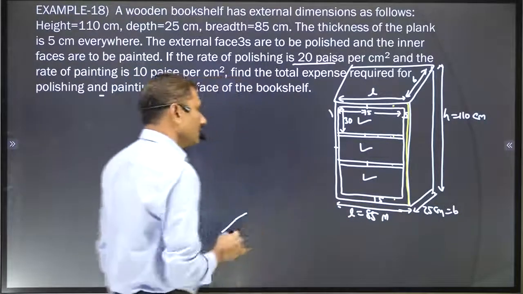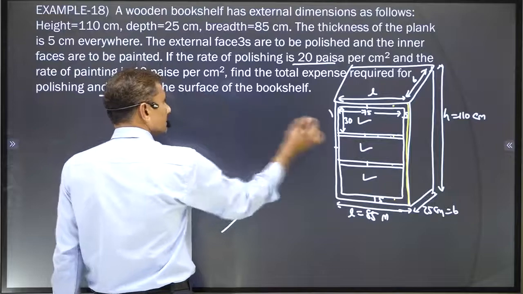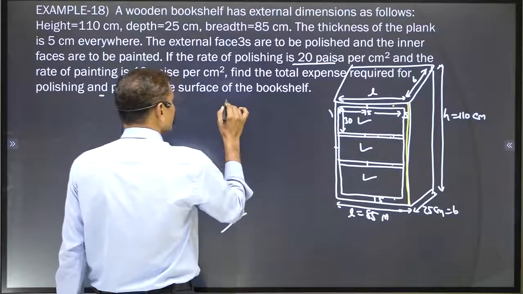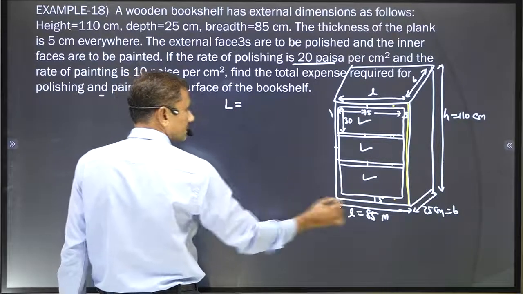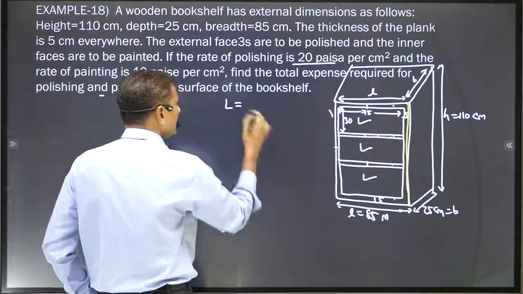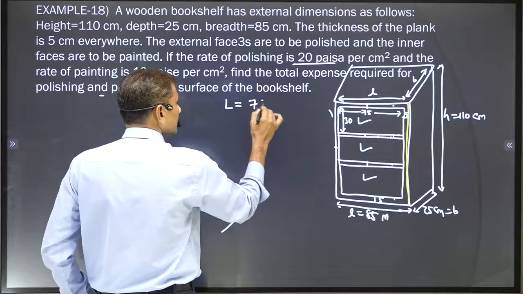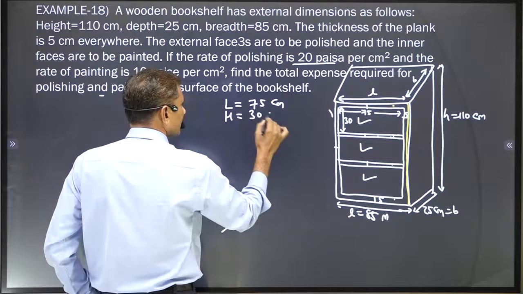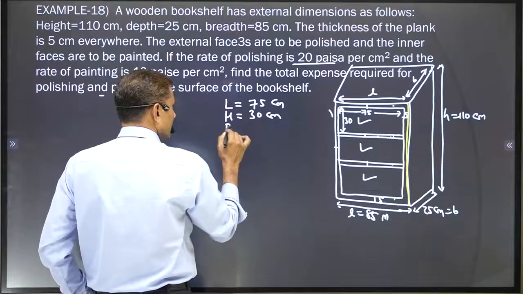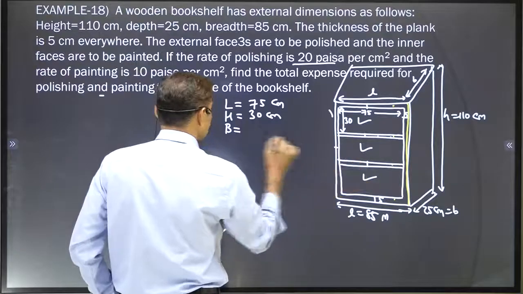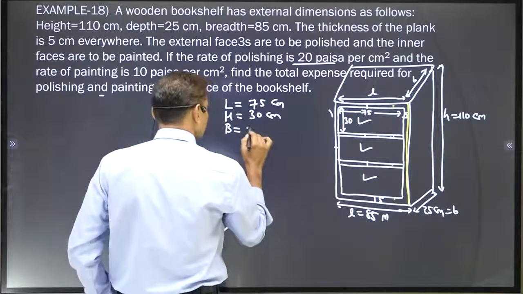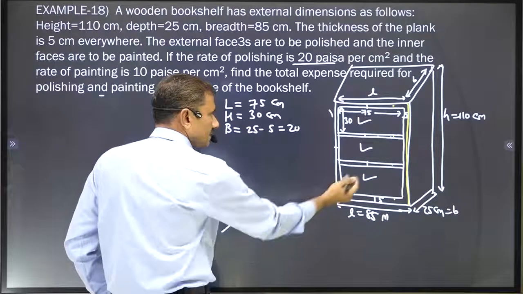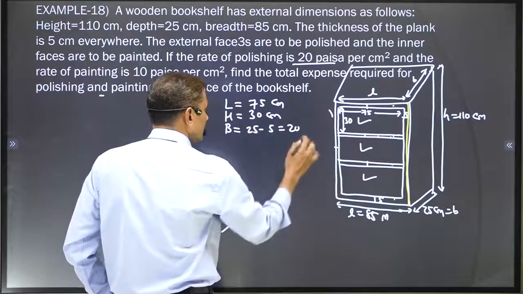You understand? I am writing the measurements of this bookshelf again. First of all, the length, capital L. Small letters are already used for the whole. We already found it to be 75. The height we found is 130. And now the breadth of this bookshelf will be 25 minus 5. I am denoting where it came from. Not 25 minus 10, because on the front side no ply is there. It is an open surface.